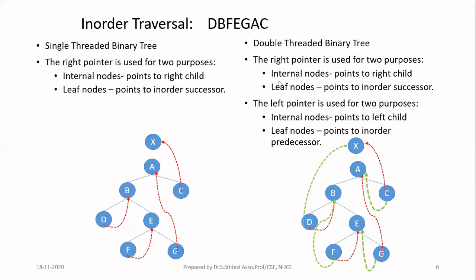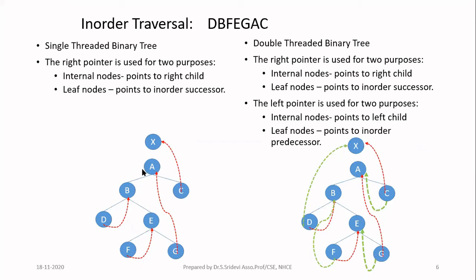And then in case of the double threaded binary tree, the right pointer is used for two purposes. If the node is an internal node, it will point to the right child. If the node is a leaf node, the right pointer will point to the in-order successor. And then the left pointer is again used for two purposes. If the node is an internal node, it will point to the left child. If it is a leaf node, it will point to the in-order predecessor. This is the difference between single threaded and double threaded binary tree.